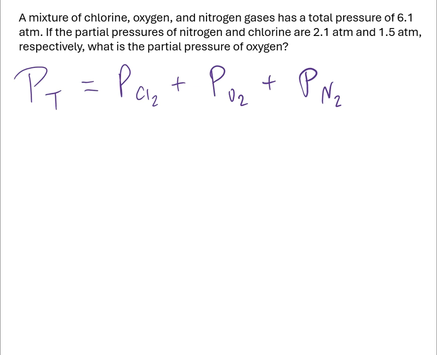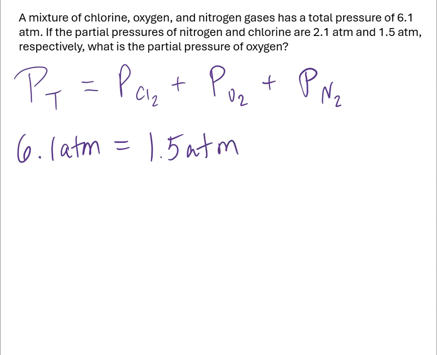So this mixture has 3 different gases. When we add up these 3 partial pressures, it should equal our total pressure. It gives you the total pressure, 6.1 atmosphere, so we can simply plug that into the equation. It tells us that it has partial pressures of nitrogen and chlorine, 2.1 atmosphere and 1.5 atmosphere respectively. What that means is that the order that those gases are written follows the order in which the pressures are written. Nitrogen is first, so that first value applies to nitrogen. Chlorine was written second, so the second value applies to chlorine. That means that the partial pressure of chlorine is 1.5 atmosphere.